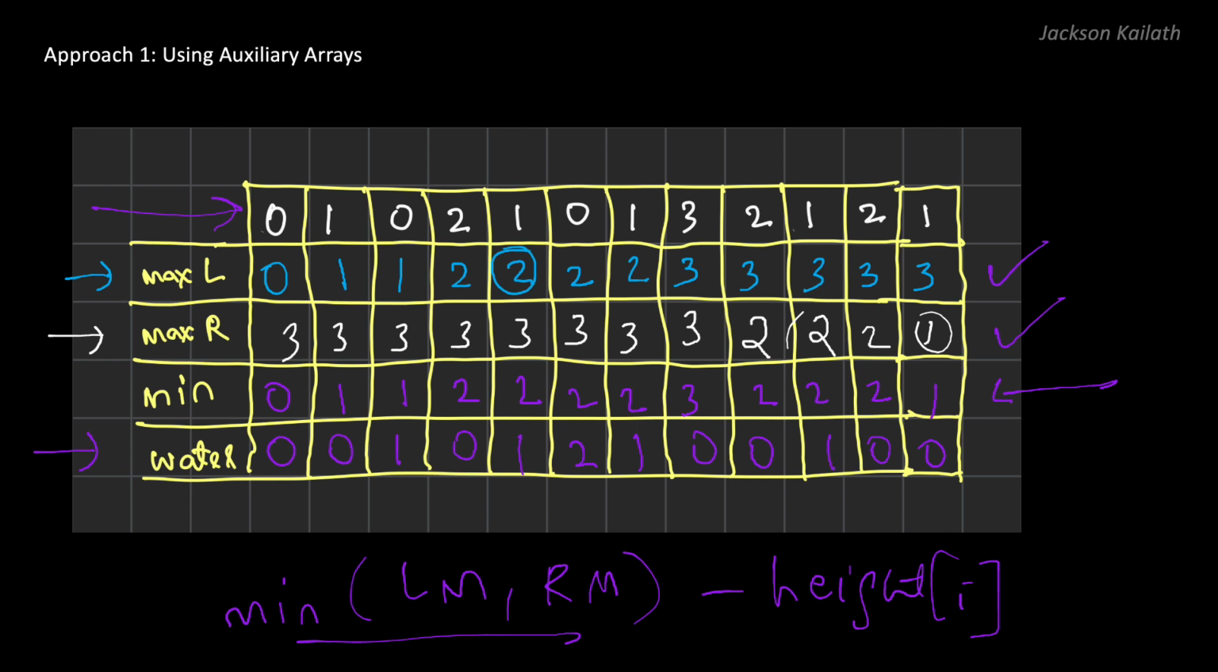So that gives us the answer. Again, we have 1 unit of water over here. We have 1 and 2 and 1, and then 1 unit of water over here. So the total is equal to 6 units of water, which is the answer.